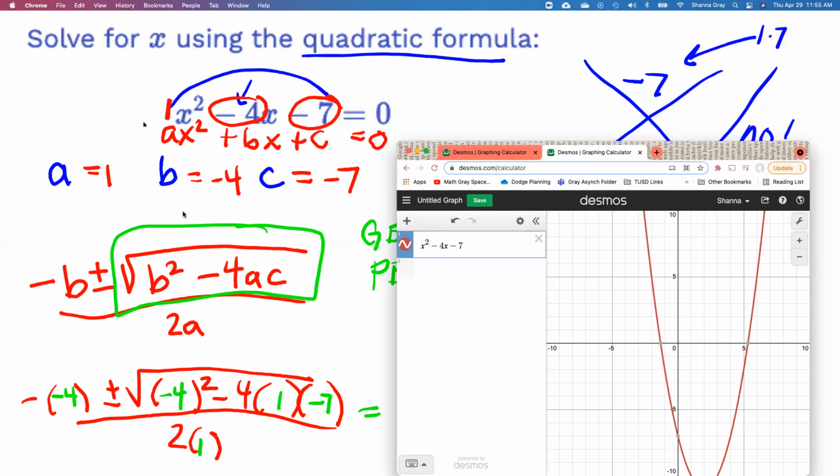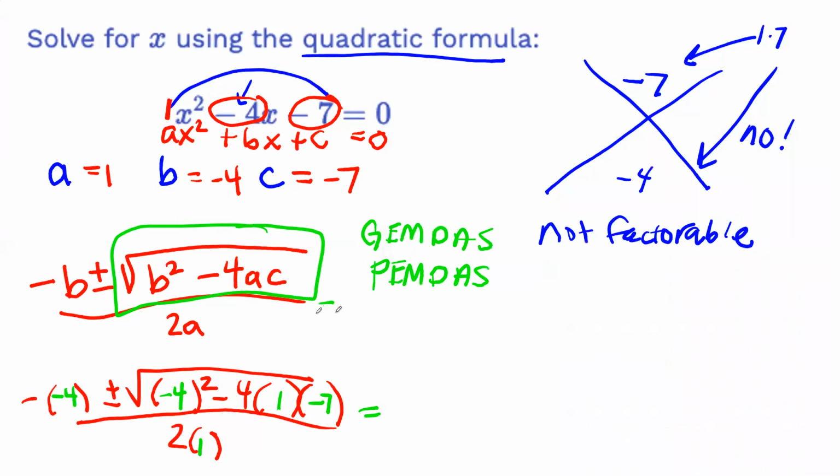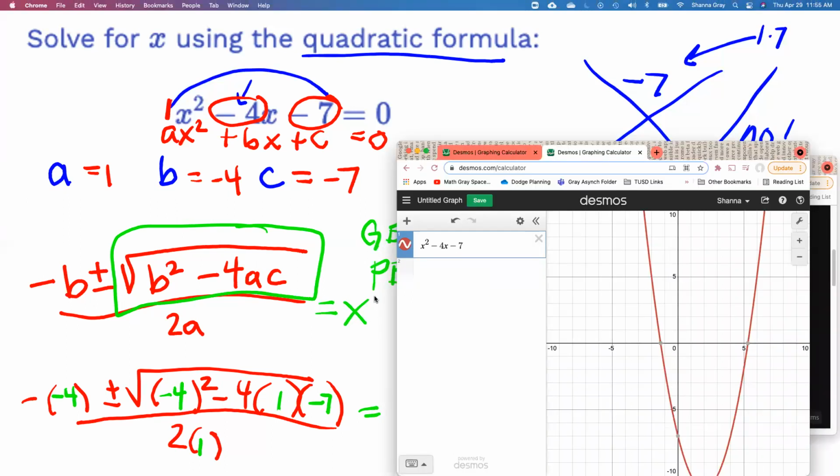I didn't write it, but I could have: this is really equals x. You're really solving for what x is when y is 0. So it's this point, negative 1.317, and this point, which is positive 5.317. So that's what I'm expecting to get. That's one of the ways you could check your work and make sure you're doing things right.